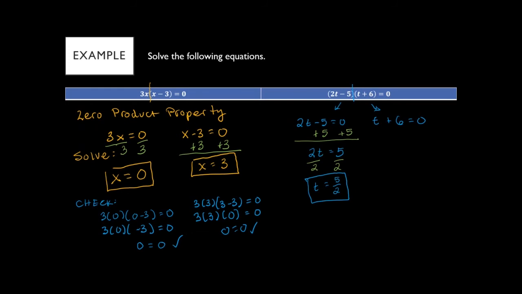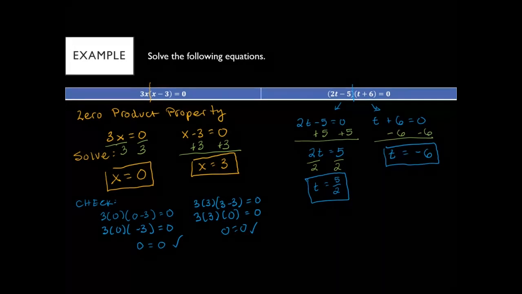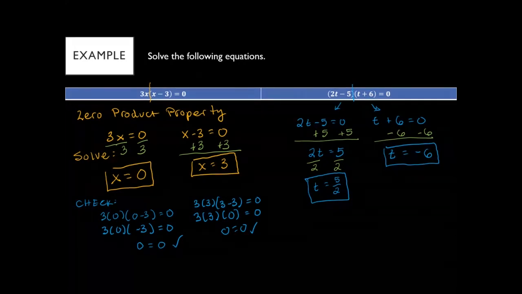Second equation, I have t plus 6 equals 0. So we want to subtract 6 from both sides to solve that one. And we get t equals negative 6. And so that is your second solution. I'm not going to go through and check these, but they will work. If you checked it on your own time, you will find that when you plug them in, your left side equals 0. So you end up with 0 equals 0, which is a proof that this works.